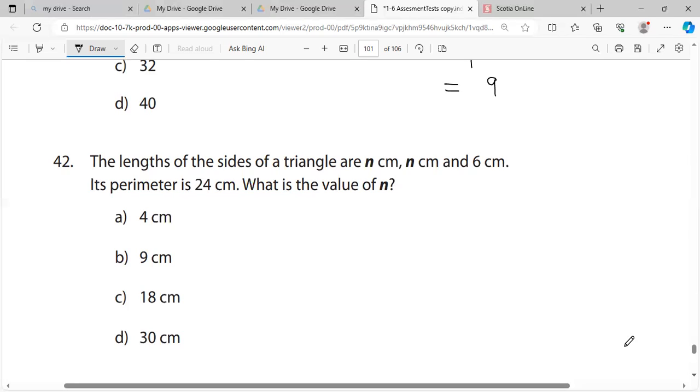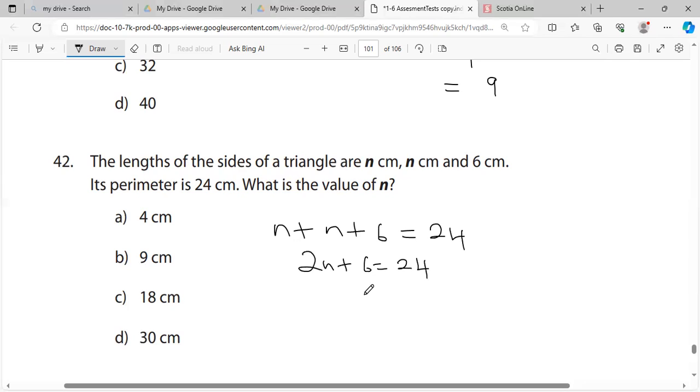So let's work it out. We know that they added the 3 sides. It's going to be n plus n plus 6, which is equal to 24. And of course, we know that this is 2n plus 6. So the value that they added is the same. Both of them are the same value.